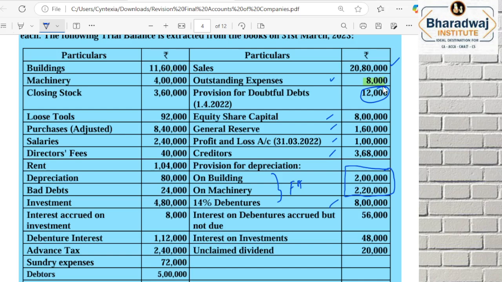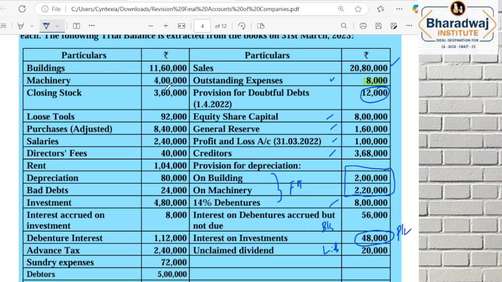Debentures will come in balance sheet. Interest on debentures earned. This is income. We earned the income, but it is not due. This accrued amount already given in the trial balance will go to balance sheet as an asset. This income will come in P&L account. Unclaimed dividend is a liability. Interest on debentures accrued but not due will go to balance sheet, of course. It's payable, a liability.